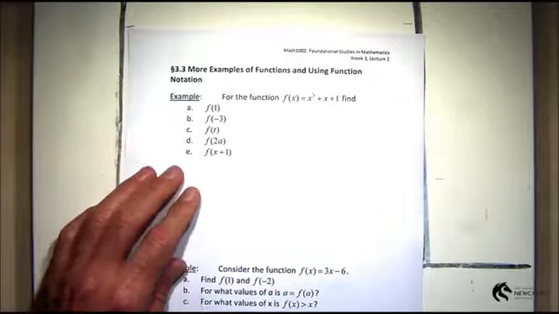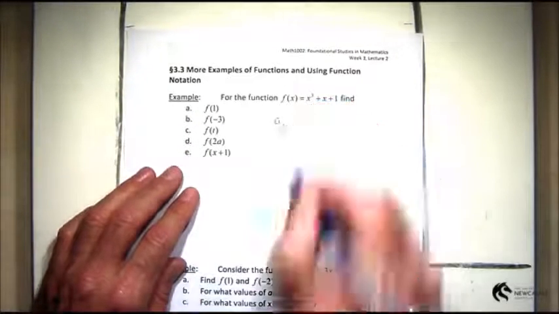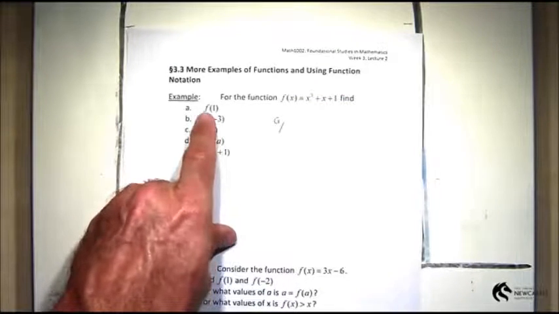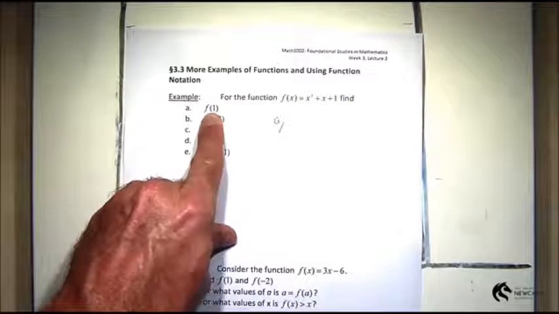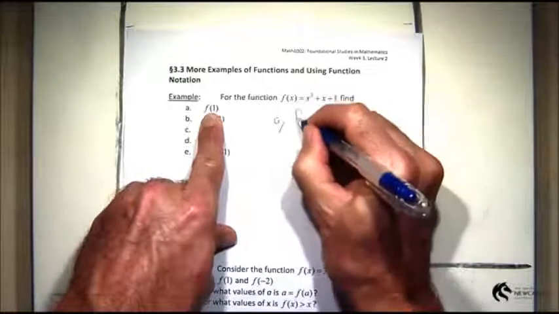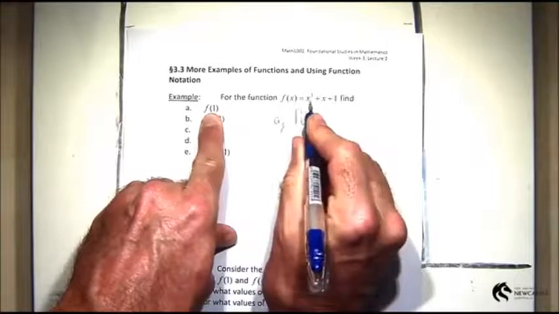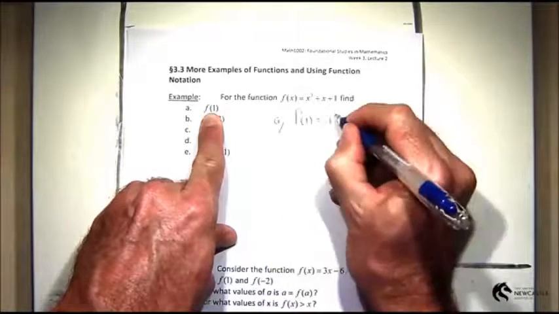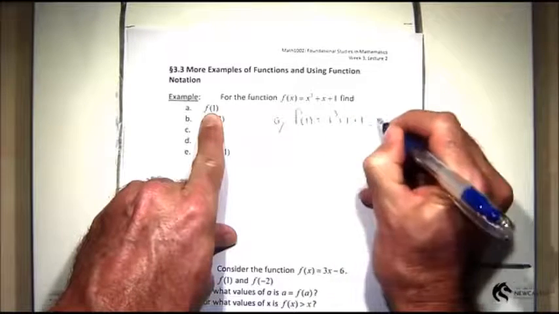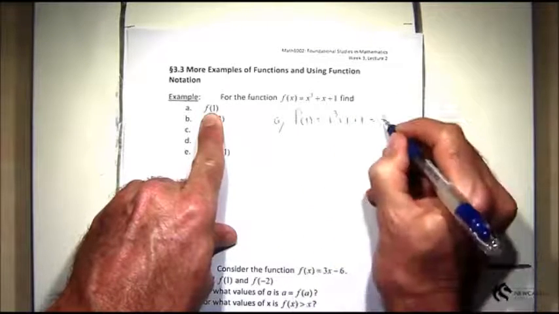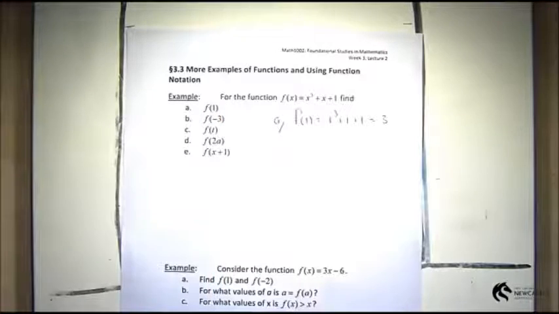So A says, what is the value of f(1)? That's saying, what is the y value when x is equal to 1? So f(1) is, everywhere I see x, I put in the value 1. So it's 1 cubed plus 1 plus 1. So it's 1 plus 1 plus 1, so f(1) is 3. Yay, we like that, we can do that.